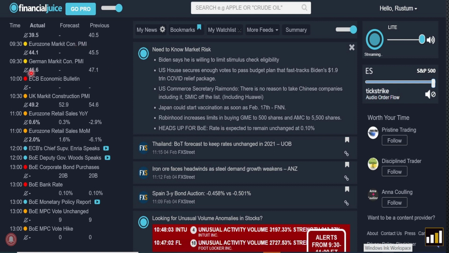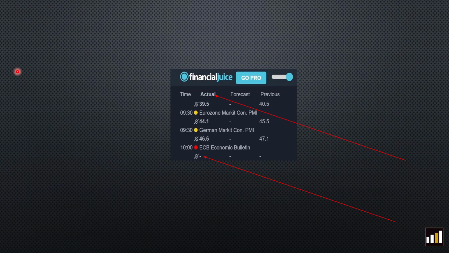But this part here on the left is the most important for me. This is like the Forex calendar. The part on the left shows you what's coming out, if it's a red event or a yellow event, and this is important. You have a previous amount, the forecast, and then the actual. If you look at the economic bulletin here at the bottom, the news hasn't yet come out. That's why everything just has a dashed line.